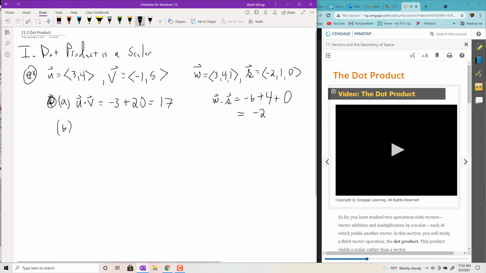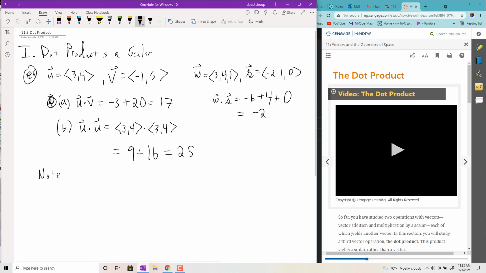There's some cool things about these guys. For example, u dot u. How would I do that? So it would be 3, 4 dotted with 3, 4. That's just going to be 3 times 3, which is 9, plus 4 times 4, which is 16, which is equal to 25. So compare that then.